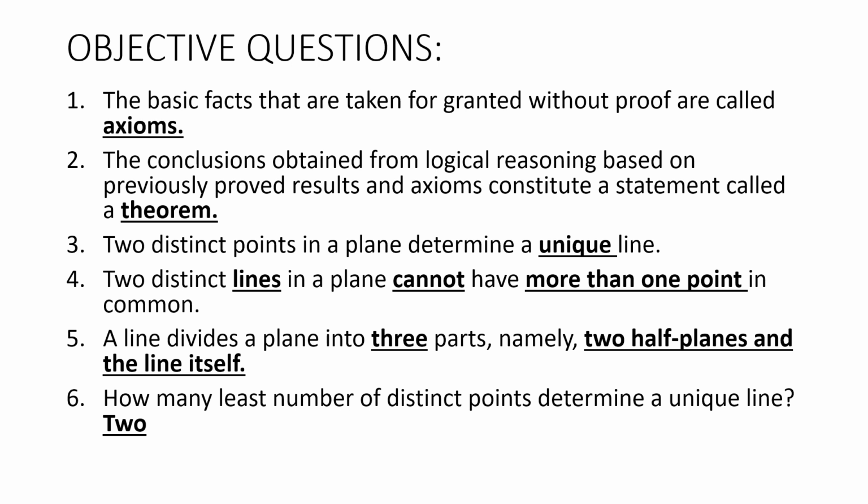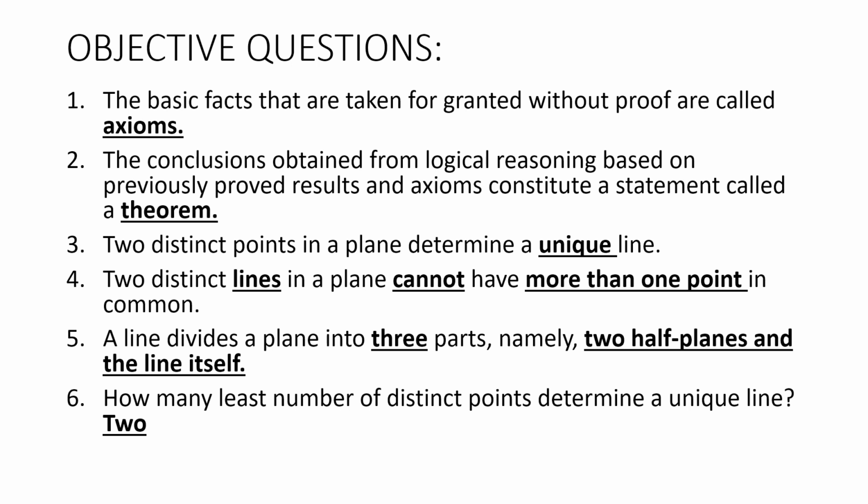Third, two distinct points in a plane determine a unique line. For a unique line, you need at least two distinct points. Fourth one, two distinct lines in a plane cannot have more than one point in common. We have just now seen this. Fifth one, a line divides a plane into three parts. If you have a plane and if you have a line in it, then it divides into three parts: the line itself and the two half planes above and below the line.